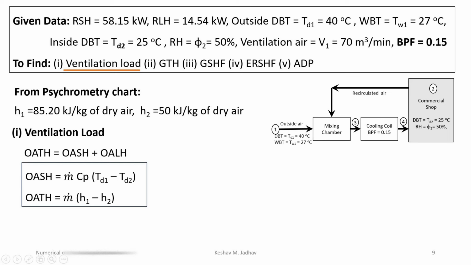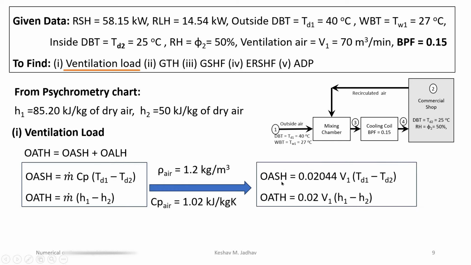Now here we can put the value of density of air equal to 1.2 kg per meter cube, and specific heat equal to 1.02 kilojoule per kg Kelvin. If we do the unit conversion, then we will get outside air sensible heat is equal to 0.02044 into V1 into (TD1 minus TD2), and outside air total heat is equal to 0.02 into V1 into (H1 minus H2). Here m is density of air into volume of air. Here V1 is the volume of outside air, in meter cube per second.